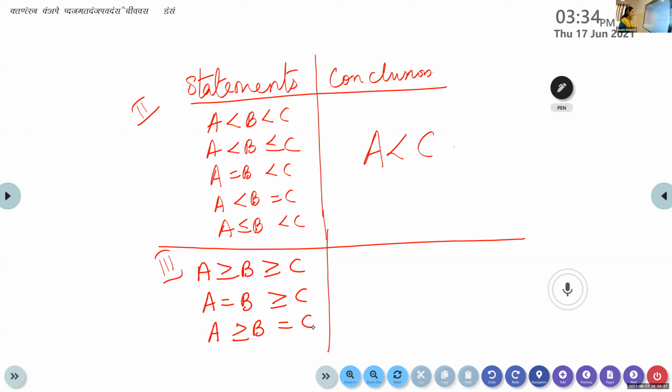Yes. What is the conclusion, Karthik? A greater than C. Is it A strictly greater than? Look at here, whether we have any greater than symbol here. No, isn't it? It may be greater than or equal to. So what is the conclusion we can say? A is greater than or equal to C.